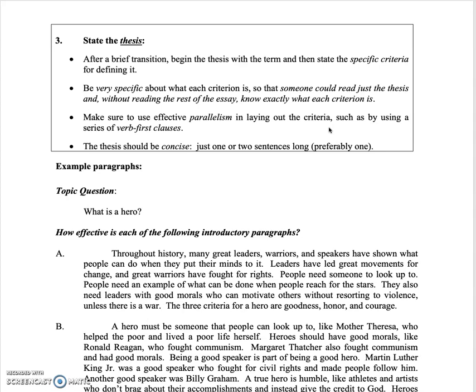And this thesis should be concise, just 1 or 2 sentences long, and really it should be 1, preferably, because you should have a structure of your term somewhere at the beginning of the thesis, your criteria at the end. All right, so in our next video, we're going to look at some examples of good and bad introduction paragraphs for a definition essay.